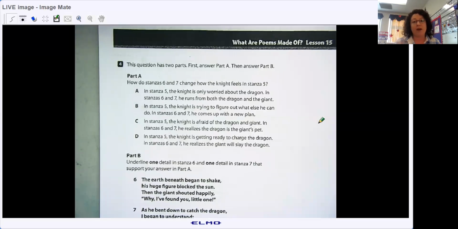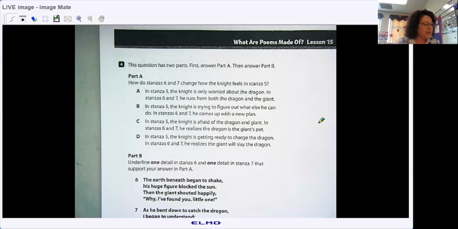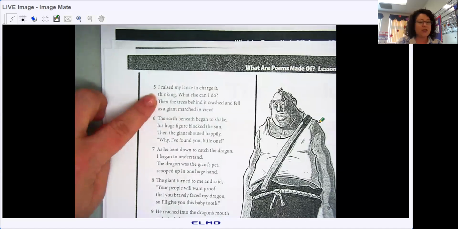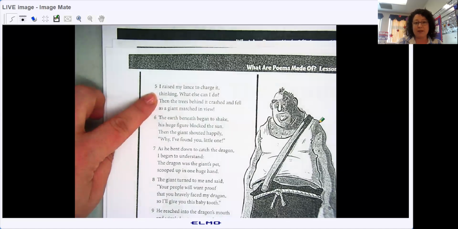This question has two parts. First, answer part A, then part B. How do stanzas 6 and 7 change how the knight feels in stanza 5? Again, it tells us where the answers are. So stanza 5, we just read, that's where the giant comes around.